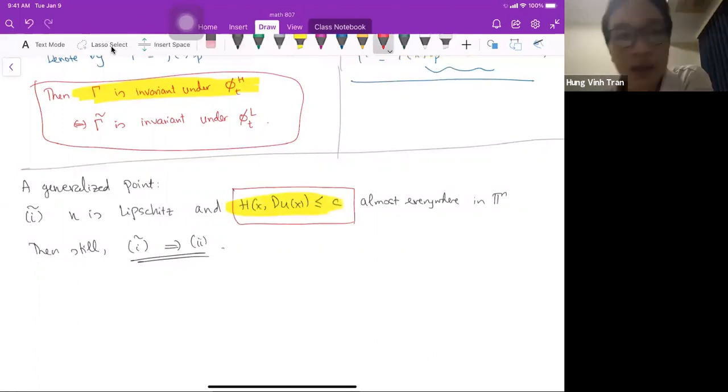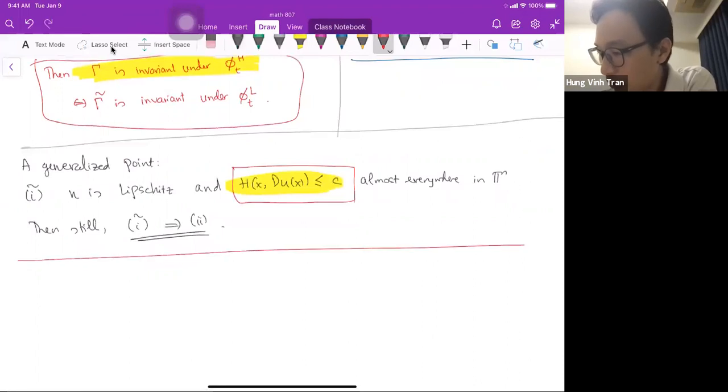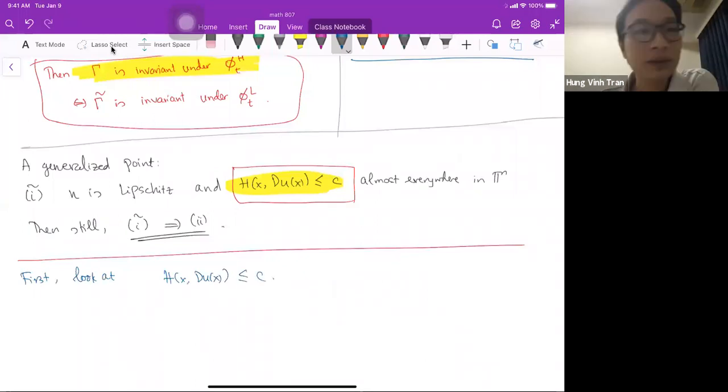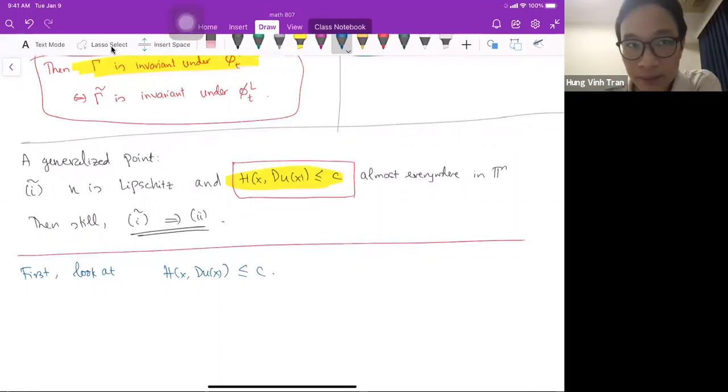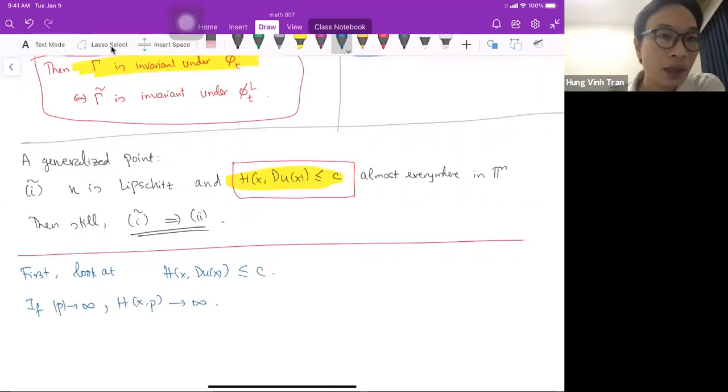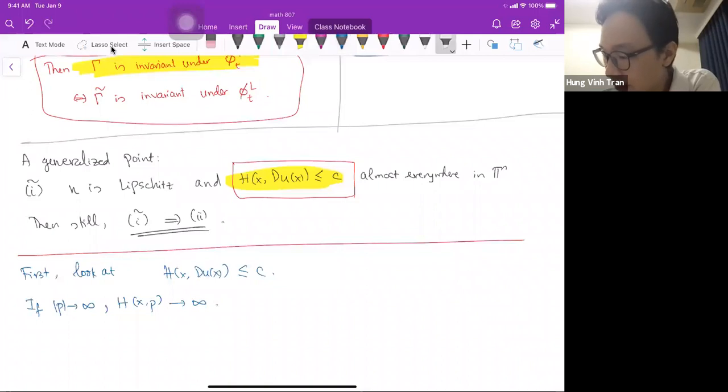Now if you think about it, first look at the PDE H(x, Du(x)) is less than or equal to C. If you think about this one for a long time, you see that H is superlinear in p. If the length of p goes to infinity, then H(x, p) goes to infinity, right? So, assuming that everything is nice, p is the gradient of u here. H(x, p) bounded by a constant implies that p is bounded by a constant.